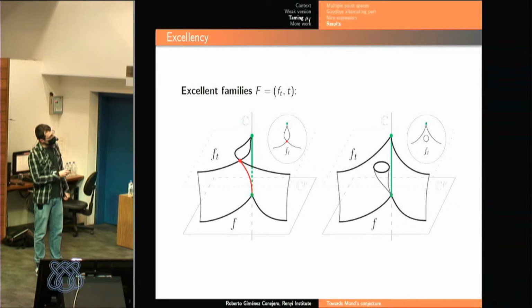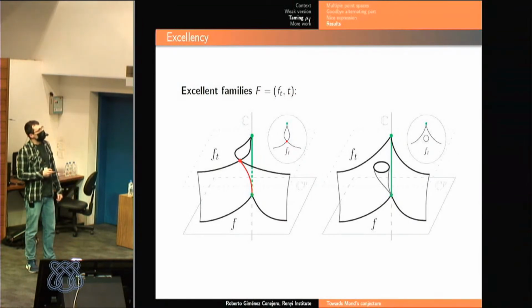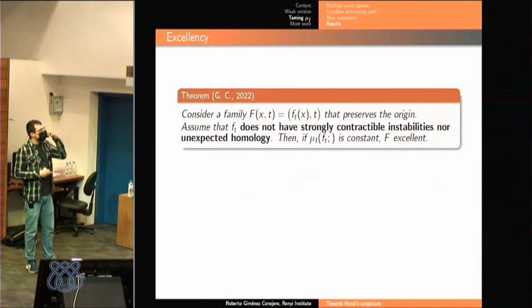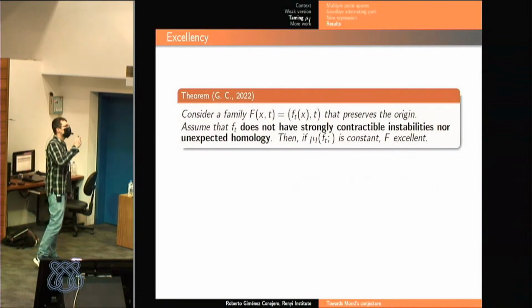If you have something that splits, that has dimension 0, then this family cannot be excellent. However, if new things appear, but they are of dimension 1 or bigger, then this gives you an excellent family. This is more or less the intuition behind these things. So what about excellent families? Well, I proved the following.